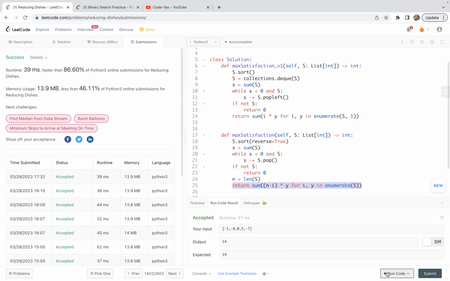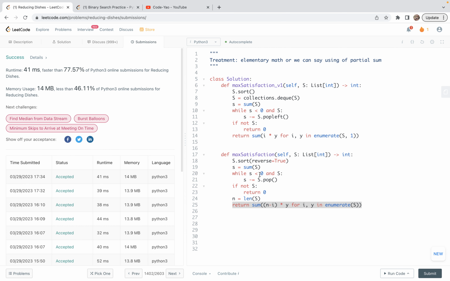Now let's check this solution. Yeah, it passes a test case. Now let's look at the generic case. Yeah, it passes all the generic cases. I guess that's about it for this specific problem.